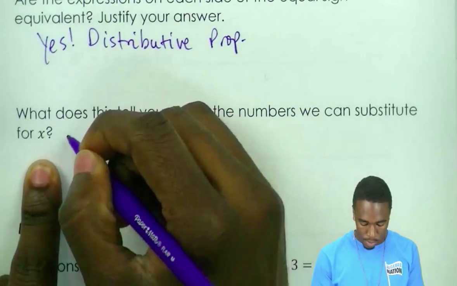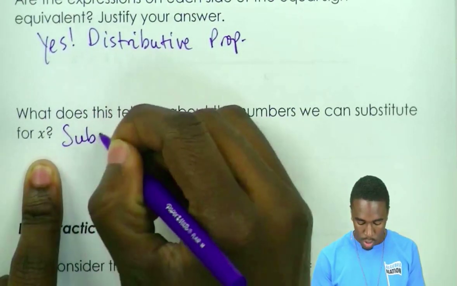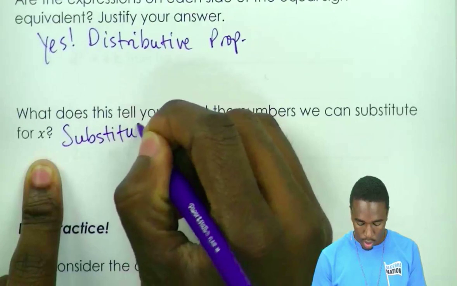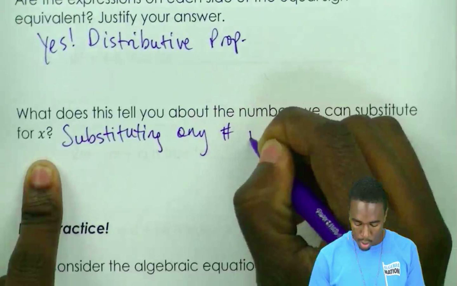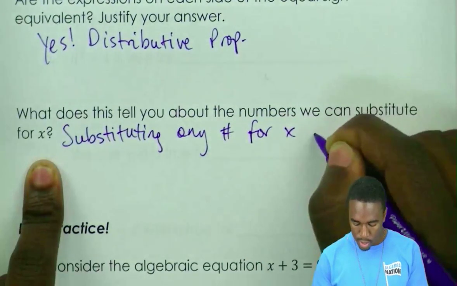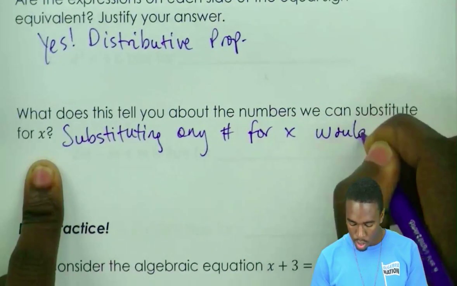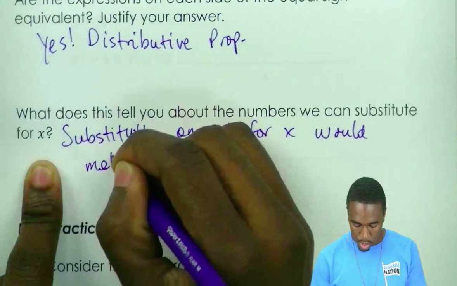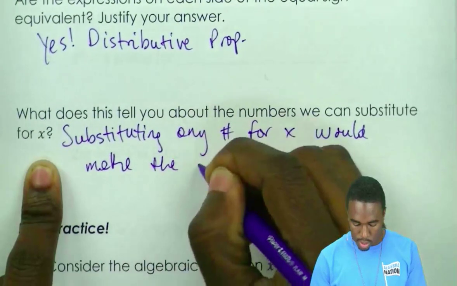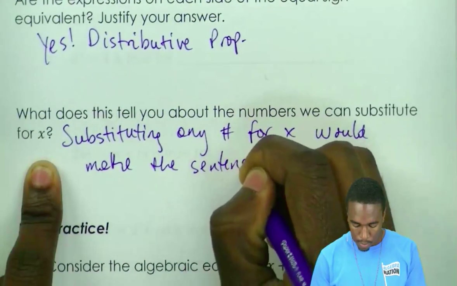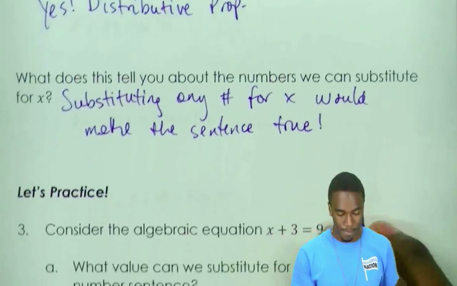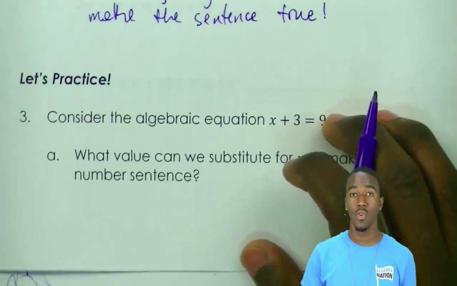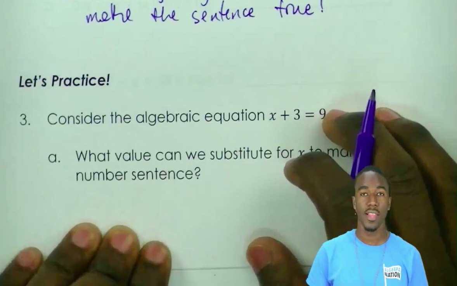Okay, so we can say substituting any number for x would make the sentence true. Okay, so keep that in mind. Now, let's go ahead and do a little bit more practice looking at these variables here.